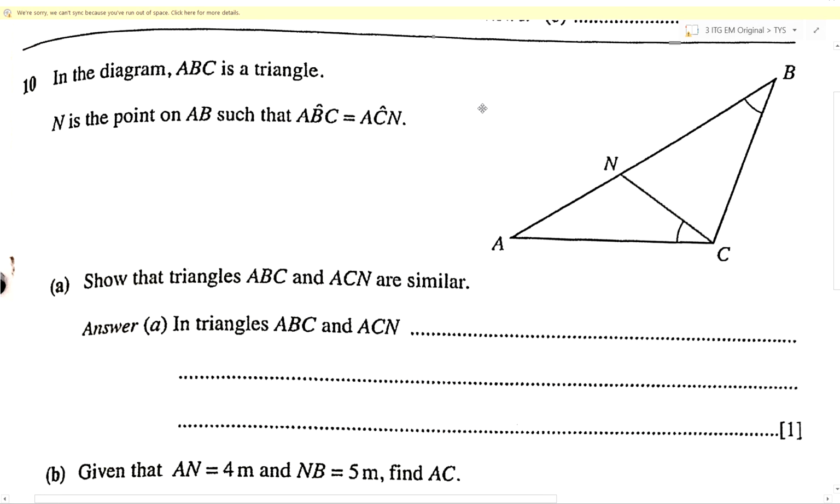Now in question 10, similar figures over here. We've got triangles, and they gave us 2 angles that are the same. So these two being the same, the reason is that it is given. Show that the triangles ABC and ACN are similar. 2 strategies. 1, you draw out both triangles in the same orientation. So for example, I will just highlight the big triangle, triangle ABC.